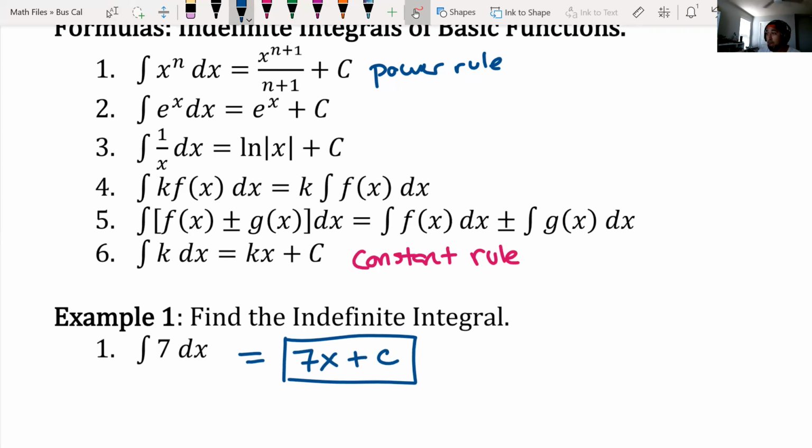And of course, how do you check your work? Well, take the derivative. What's the derivative of 7x? 7. Look at that. And what's the derivative of any constant? It goes away. 0. Good. There you go. That's how you check your work. That's done.